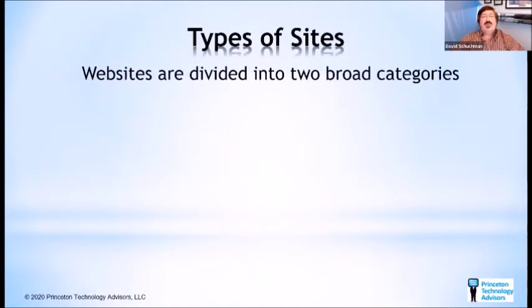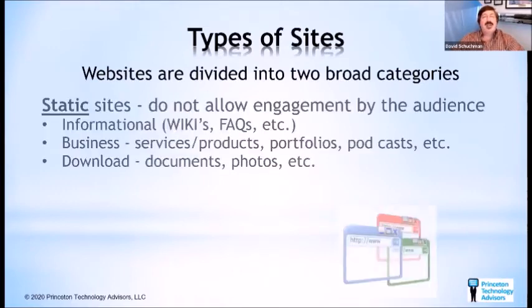And there are really two broad categories of websites. At least this is the way I see them. There are static websites. Static websites really minimize the ability to engage with your audience, with your readers. They tend to be very one-way. They tend to be very informational. Static sites serve up information to the reader.